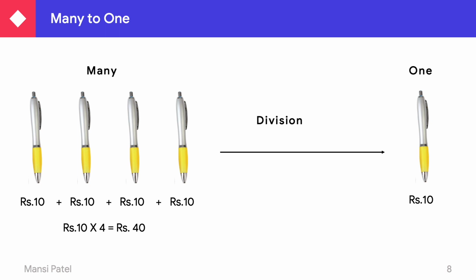By division. So here we can say that the cost of 4 ball pens is rupees 40, and this 40 is divided by how many ball pens are there? 4 ball pens are there. Therefore 40 divided by 4. So your answer is rupees 10.